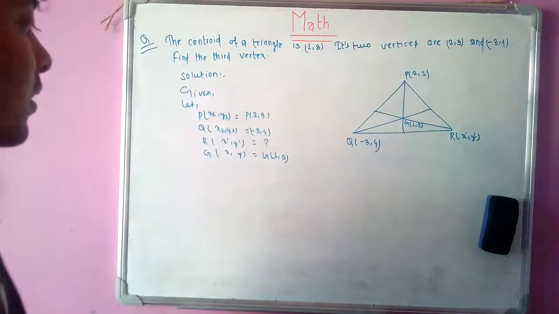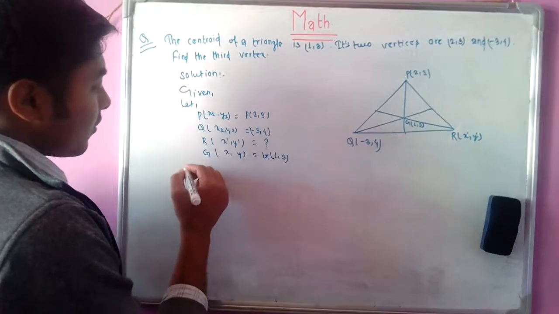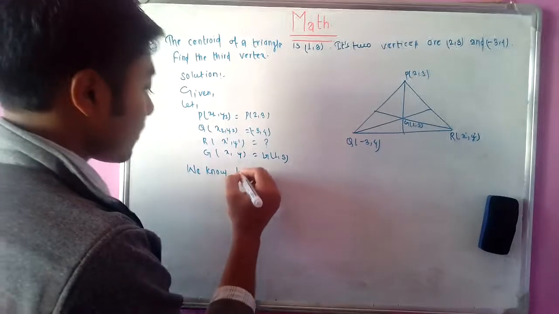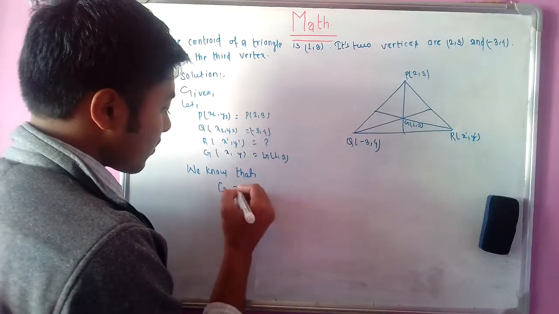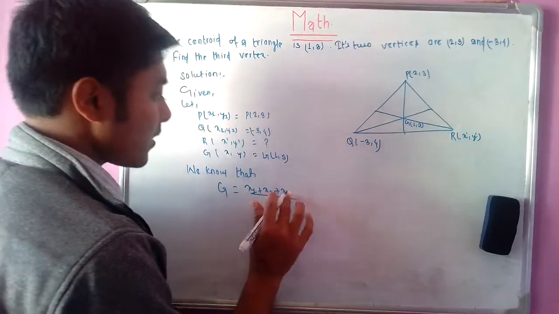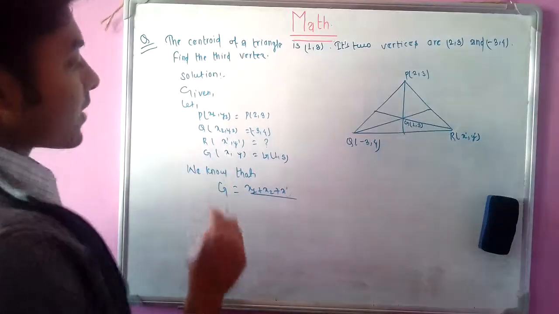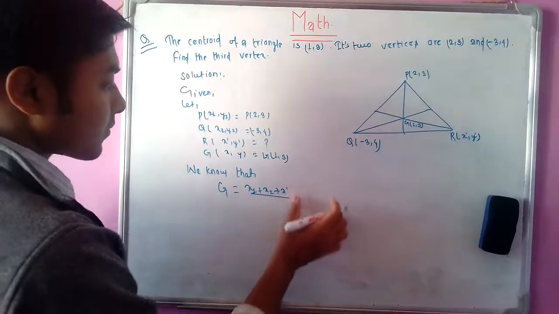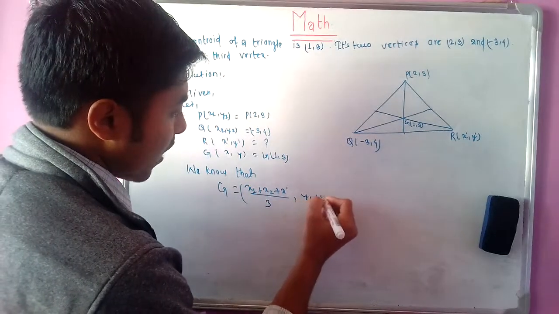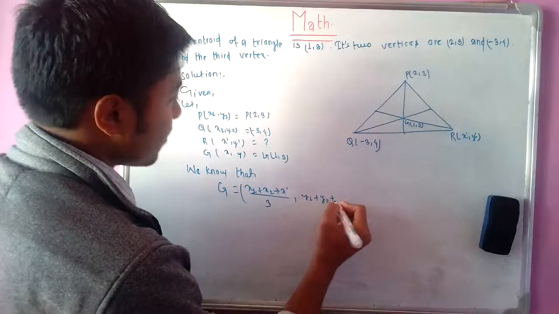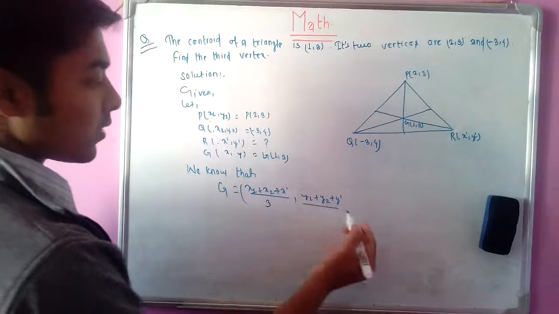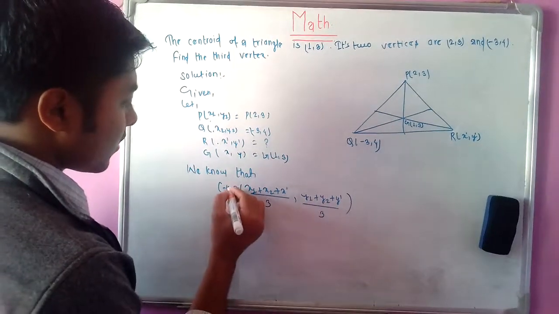We have been given the centroid and two vertices, so we use the same formula of centroid. We know that G is equal to (x1 + x2 + x3) by 3. Here x3 is actually x dash, and similarly (y1 + y2 + y dash) by 3, and this is (x, y).